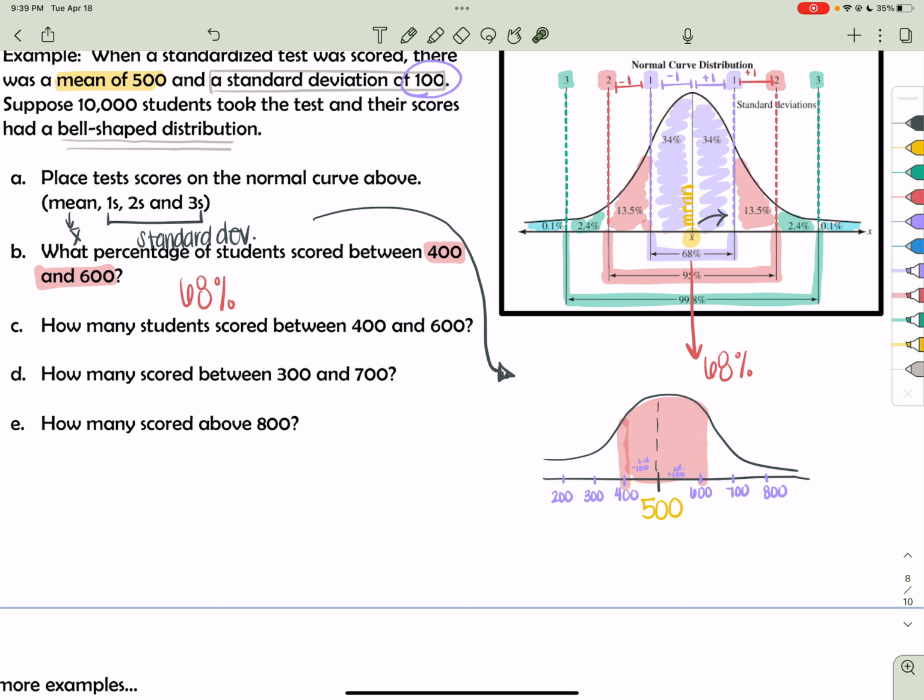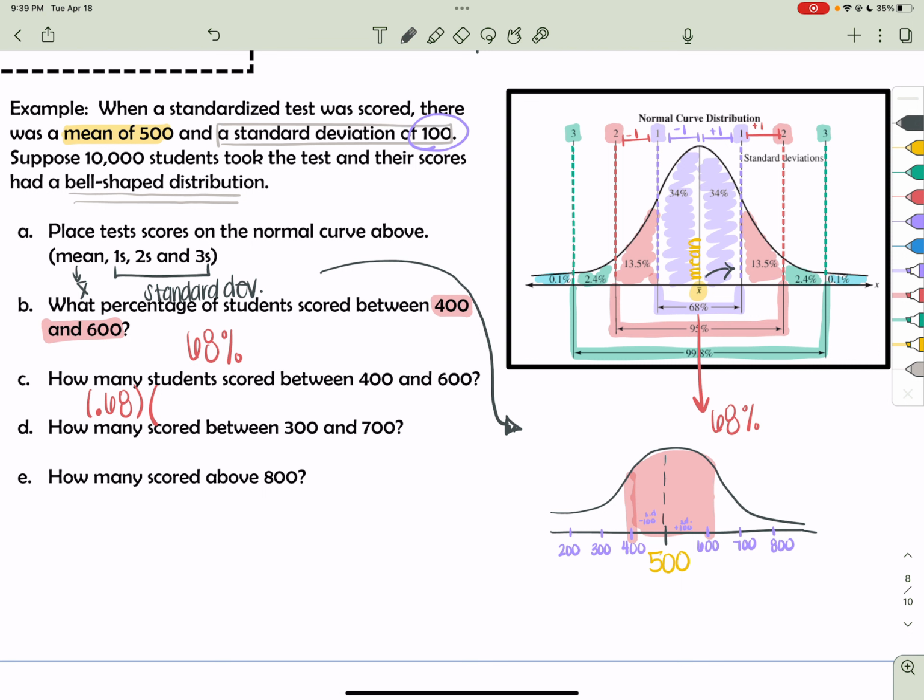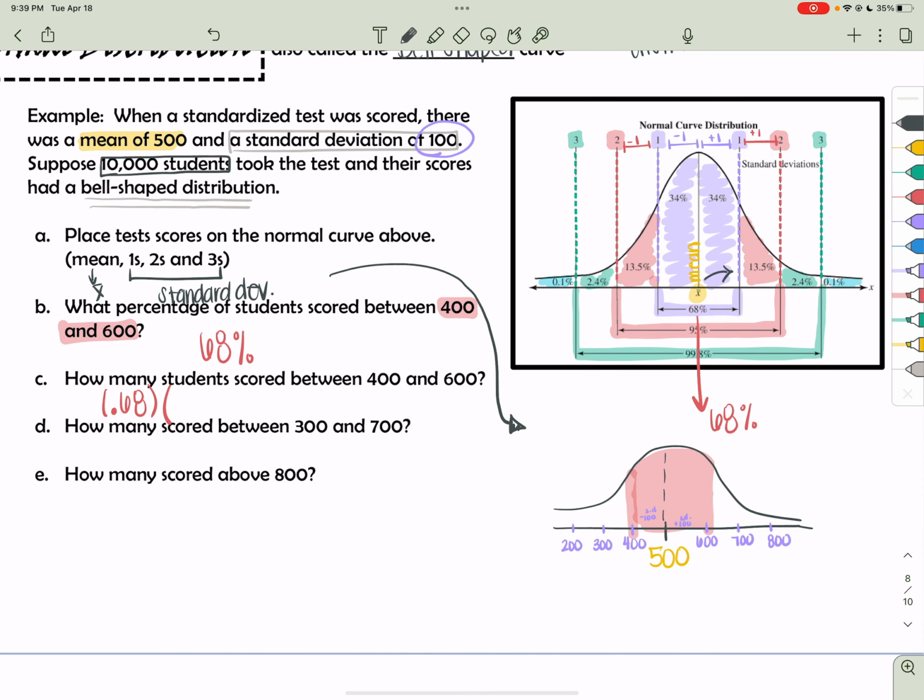All right, letter C says, how many students scored between 400 and 600? Those questions sound very similar, but letter B said what percentage. Letter C says how many students. So now what I'm looking for is what I just found, 68% or 0.68 times the total number of students, which it told me is 10,000 students who took the test. When I multiply those two, 68% or 0.68 times 10,000, I'm going to get, not dollars, 6,800 students scored between 400 and 600.